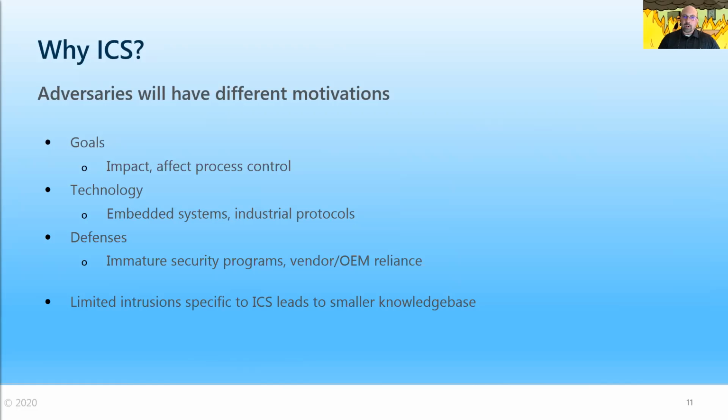So why are people attacking ICS? It may be obvious to some people, but adversaries have different motivations versus enterprise attacking. In an enterprise, some of the goals might be data exfiltration, or compromise of financial records, or maybe intellectual property theft, things like that. Whereas in ICS, the goals are typically to impact and affect the process controls. Like we want the system to do something that it's not supposed to do or not designed to do.